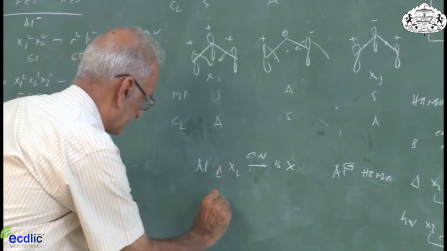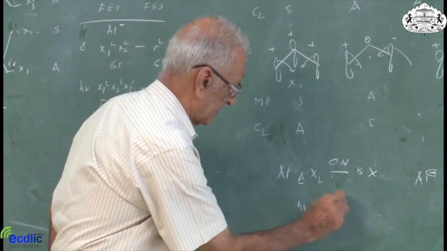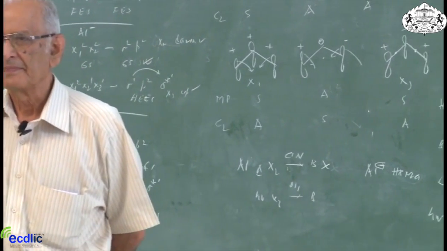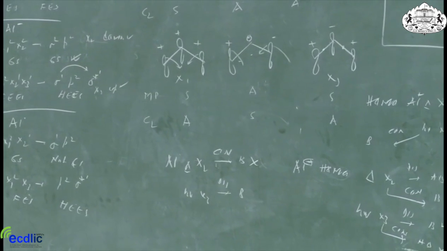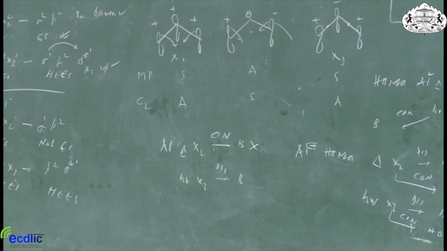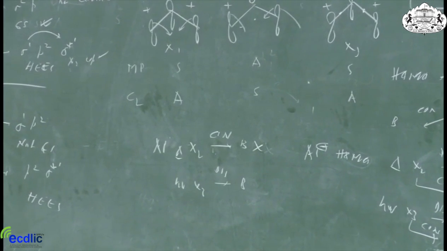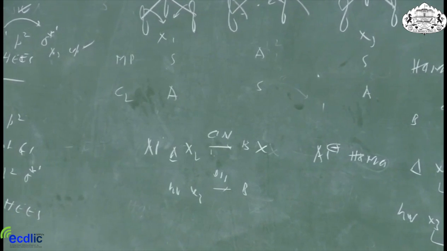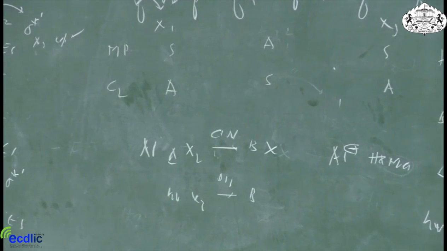Photochemical, X3 is HOMO. So, disrotatory should give me bonding, but that also is not observed. So, the shortcut approach does not work for allyl radical, but the orbital symmetry approach works very nicely for the allyl radical. Okay.